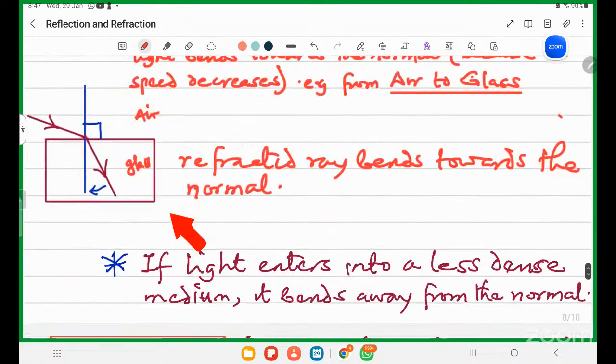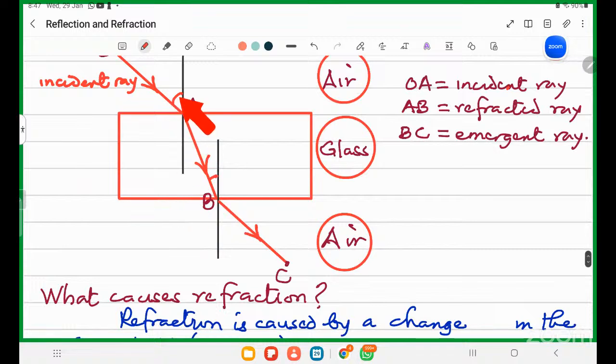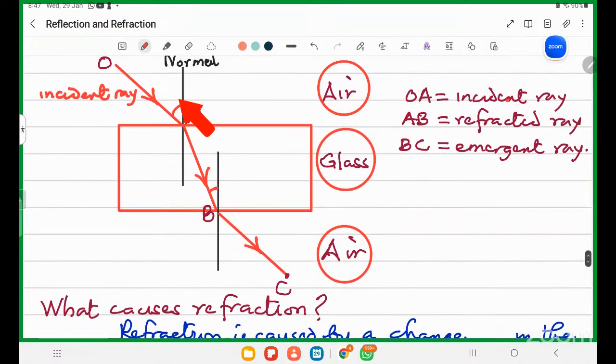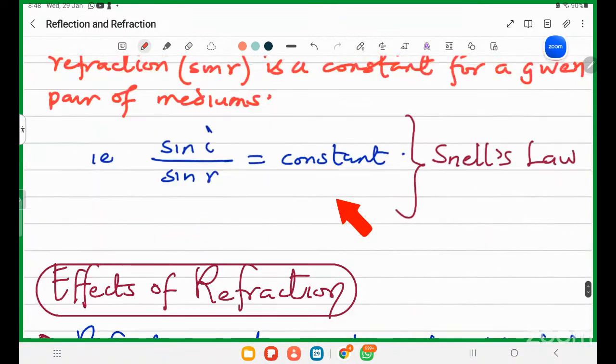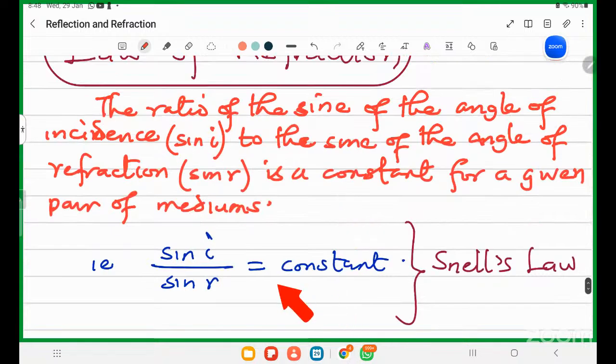Now, look at this diagram. This angle here is the angle of incidence, and this angle here is the angle of refraction. So the ratio of the sine of the angle of incidence to the sine of the angle of refraction is a constant. That constant is what we refer to as the refractive index.